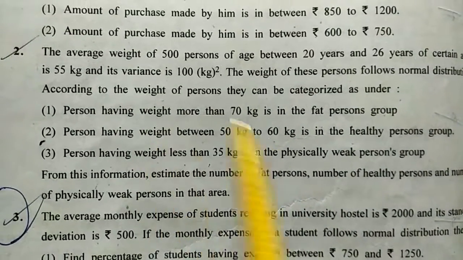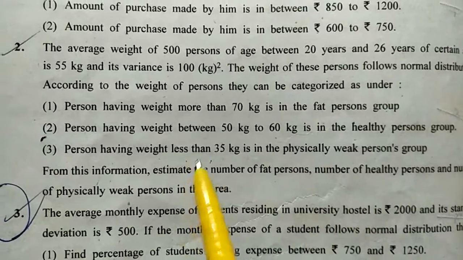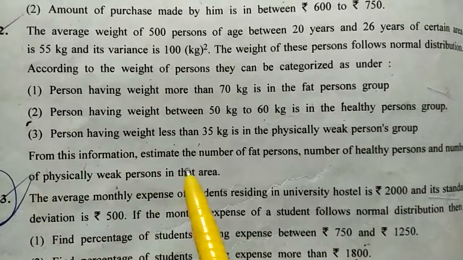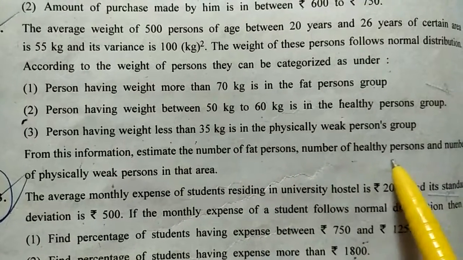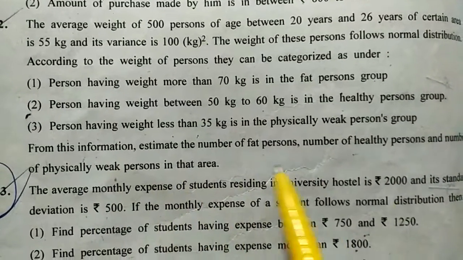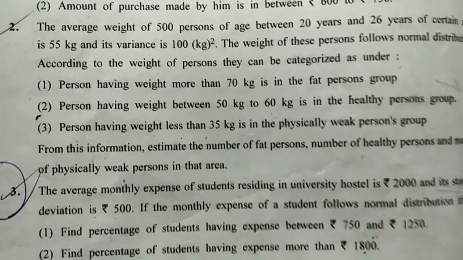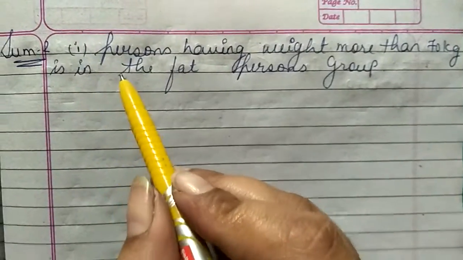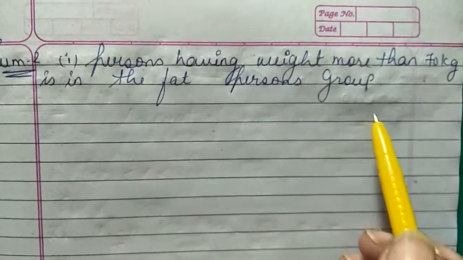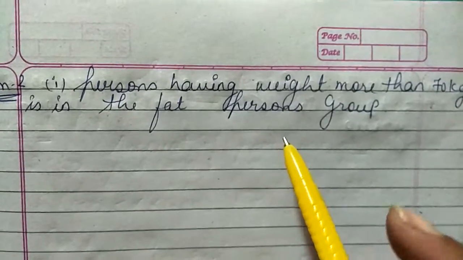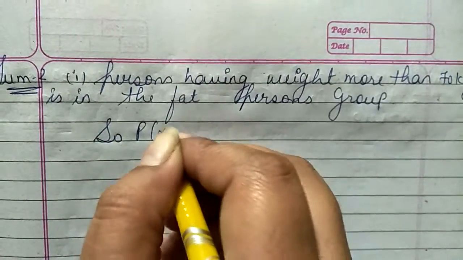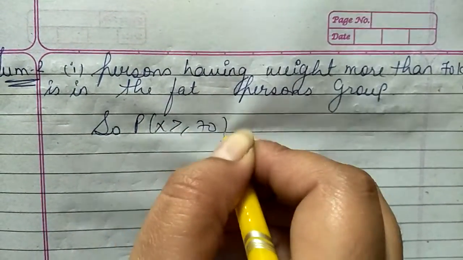This way the sums are categorized and we need to find all three values. So from this information, estimate the number of fat persons, number of healthy persons and number of physically weak persons in that area. So let us solve this sum. First we will find the persons having weight more than 70 kg, the fat person group. So P(X ≥ 70).